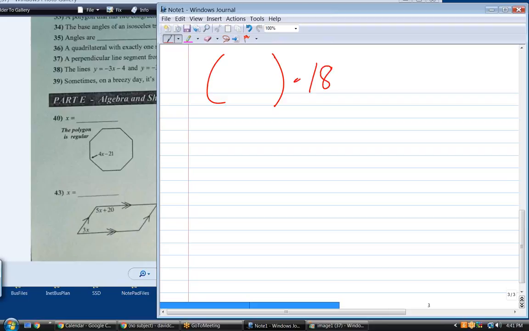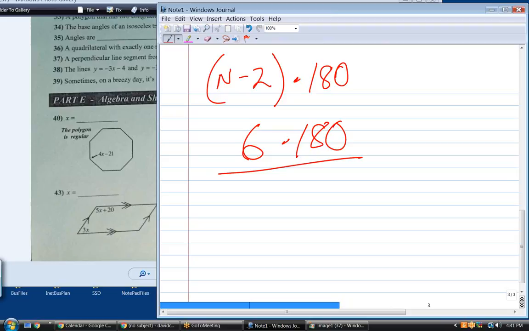It's something times 180. This one would be 8 times 180? No, it's the number of sides minus 2. Oh, okay. No matter how many sides. Right. This one is 8-sided, so it's 6 times 180. What's that? 1080. And this angle right here is going to be what? 1/8 of that, right? Yeah.